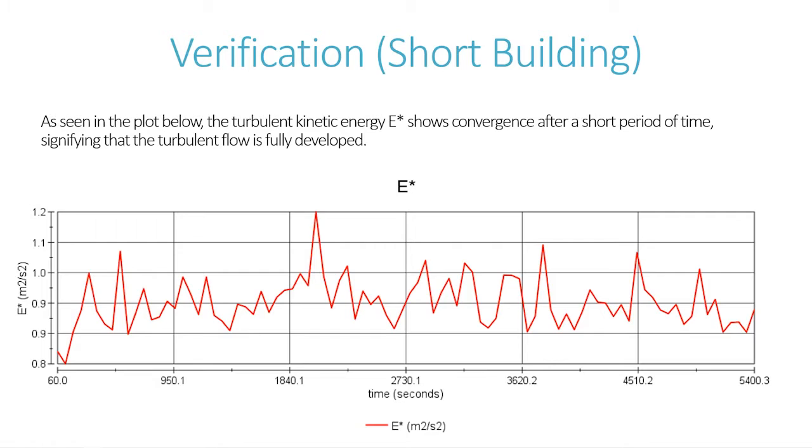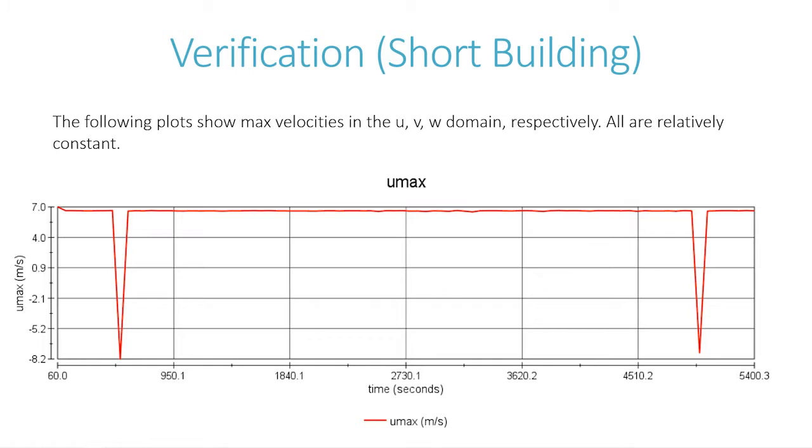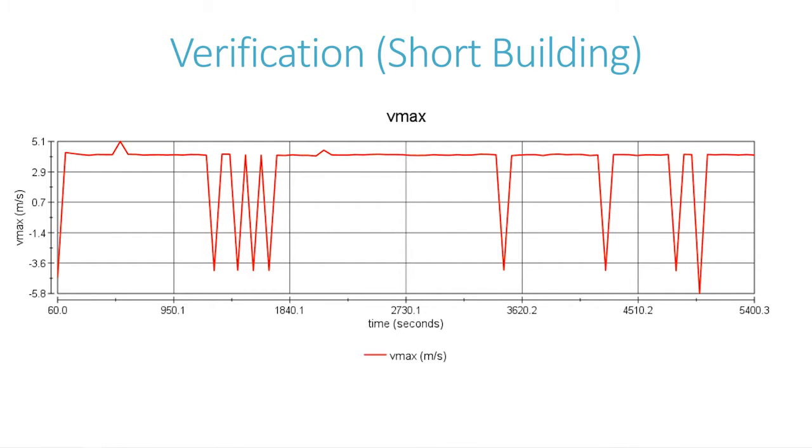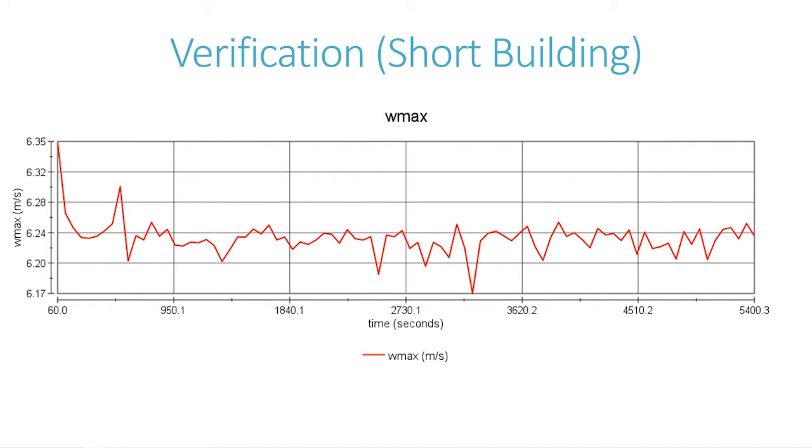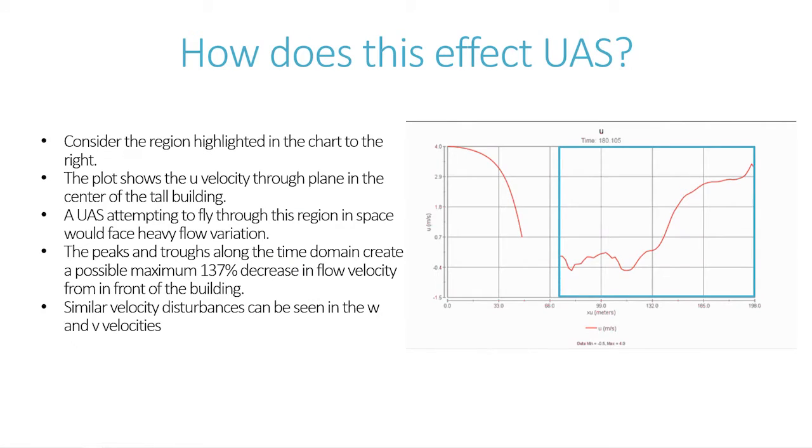And the verification for the short building, you can see again, save for a spike in about the middle of the time domain there, the turbulent kinetic energy reaches relative convergence. And the Umax is much more stable for this case, but has those two little spikes into negative 8.2. And the Vmax for the short building, you can see ranges from negative 5.8 to 5.1. This is also to be expected. And for Wmax, you have it ranging from 6.17 up to 6.35.